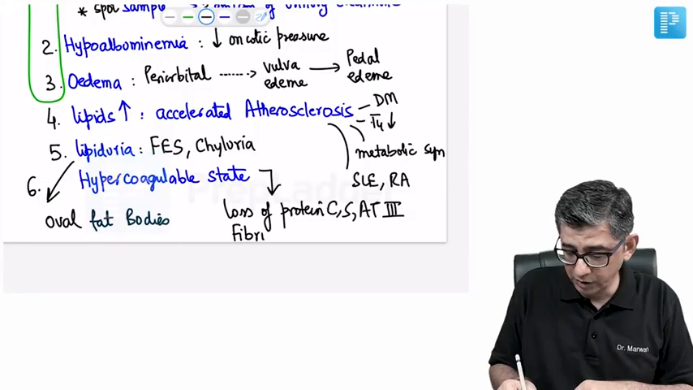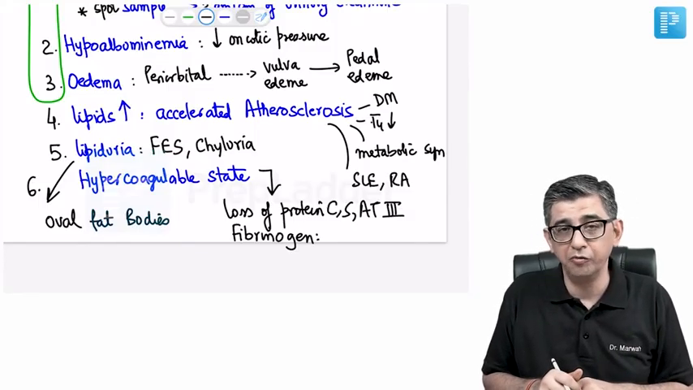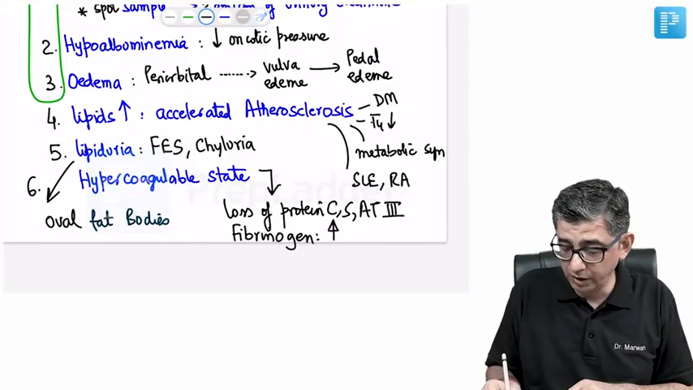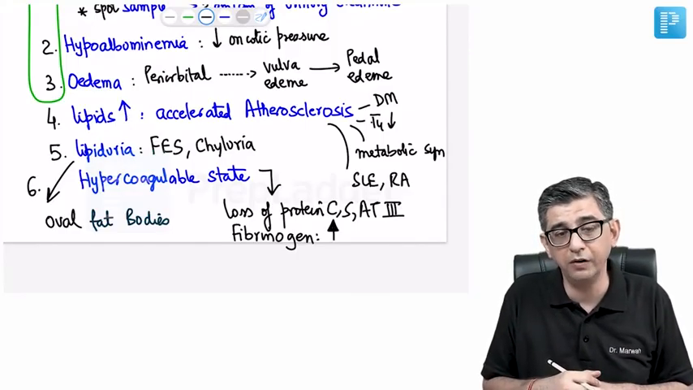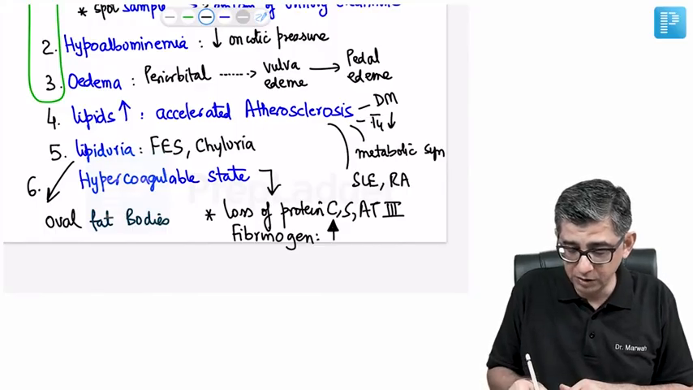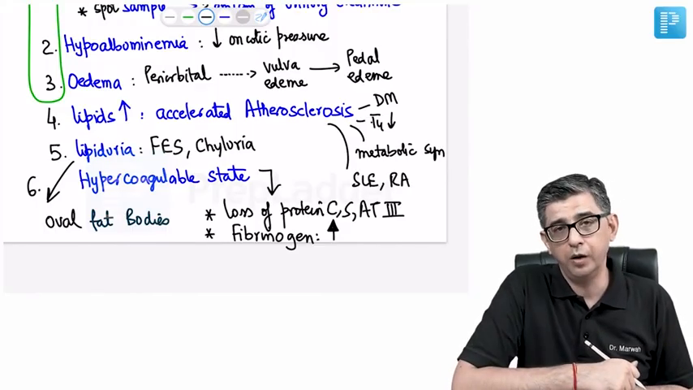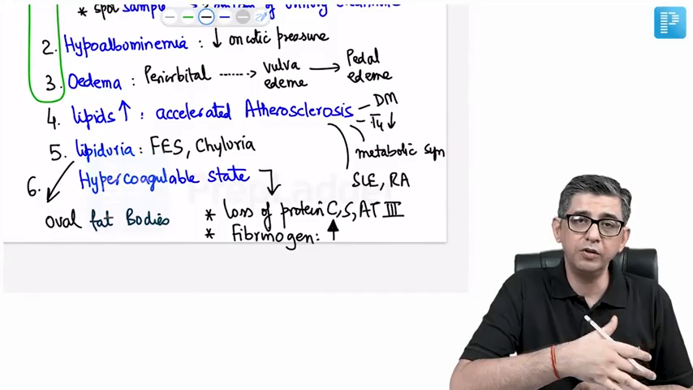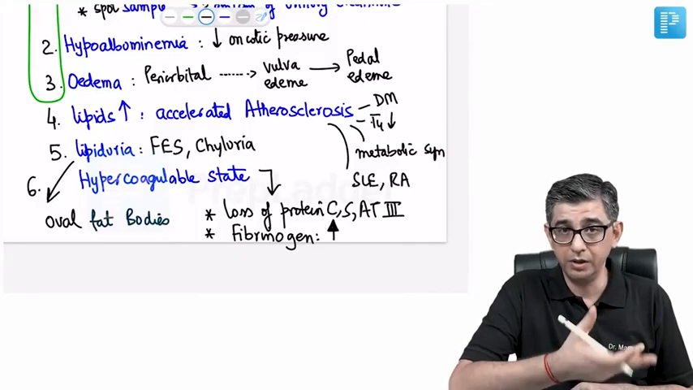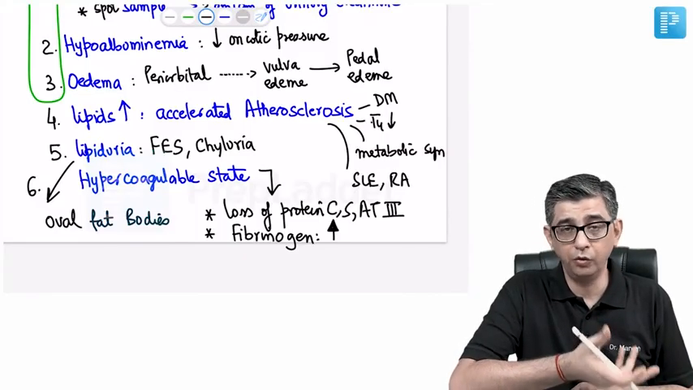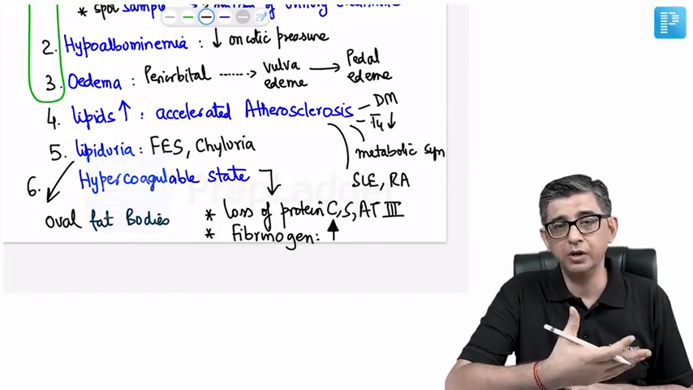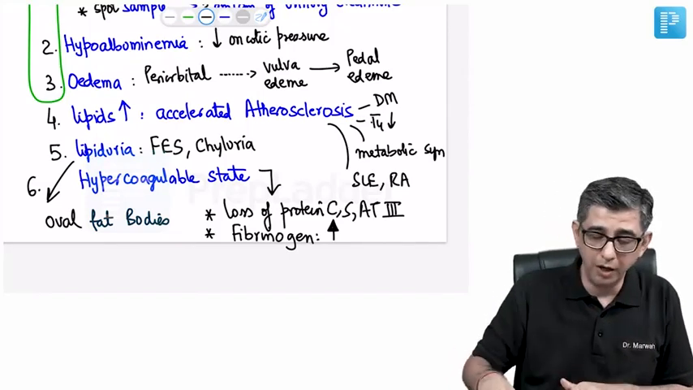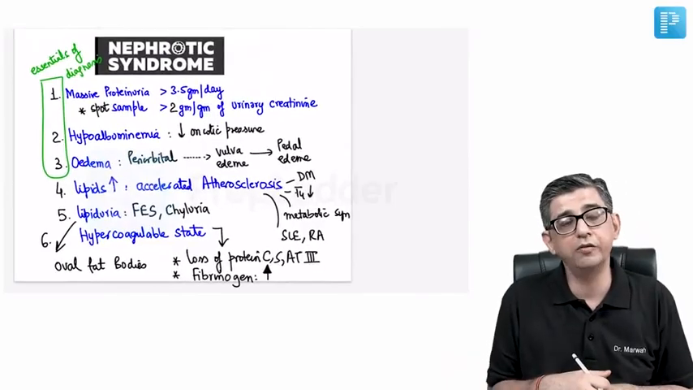Apart from this, you will also notice that in patients with nephrotic syndrome, lots of times, because it's also an inflammatory state, fibrinogen levels may be even elevated. It can be normal also, no big deal, but they are usually found to be elevated. So there are two reasons why this is a hypercoagulable state. But a hypercoagulable state can be found even in antiphospholipid antibody syndrome, pregnancy, factor V Leiden mutation, so many reasons. So because 4, 5 and 6 can be present in multiple other conditions, we have not included them in the essentials of diagnosis of nephrotic syndrome.